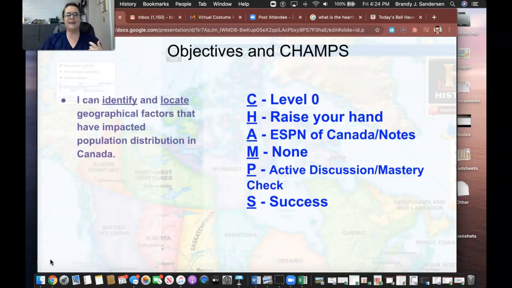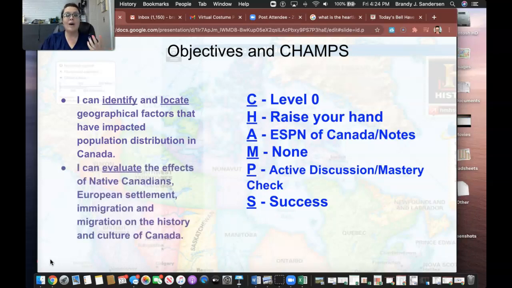So today we're going to identify different geographical factors that really have influenced the population of Canada, as well as the settlement, how Europeans have moved across Canada and how Native Canadians have really migrated and created a history and really set the foundation for Canada. And we'll talk about the history and culture tomorrow.